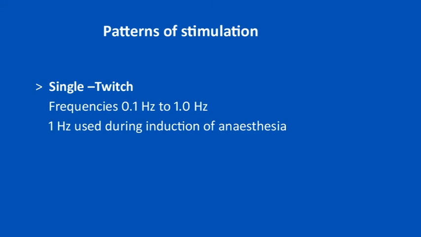In the acceleromyographic method of recording, we record single twitch. Here we give a single supramaximal stimulus of 0.1 to 1 Hz. Routinely during induction of anesthesia, we use 1 Hz as a stimulus for single twitch. The limitation of this method of assessment is that it requires a control stimulus before injection of muscle relaxant.